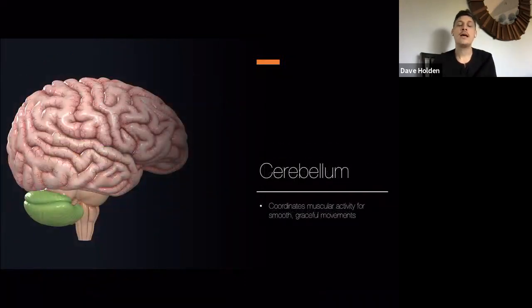All right. The next portion of the brain is the cerebellum. It's much smaller. It's about the size of a small orange or so. It sits beneath the occipital lobe, right at the base of the skull. It coordinates muscular activity for smooth, graceful movements. And if you want an idea of what the cerebellum does, think about toddlers and drunk people. For those two categories of people, the cerebellum is either underdeveloped or it's intoxicated, so it cannot work properly.